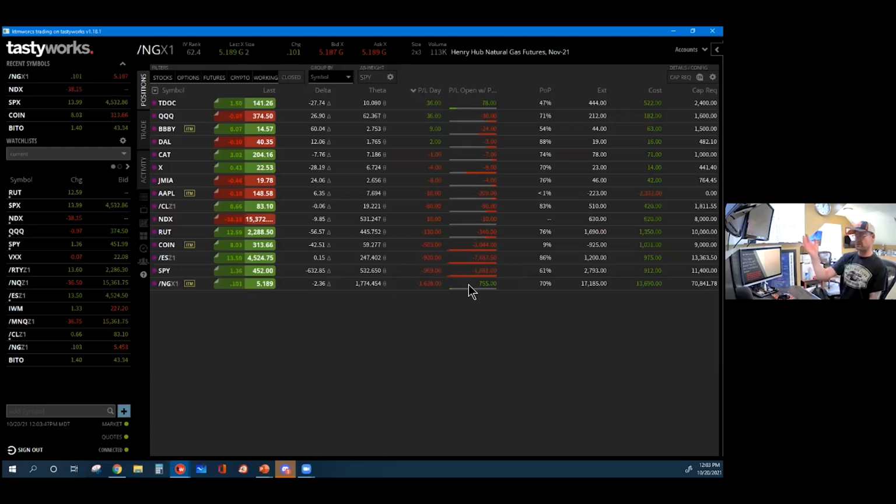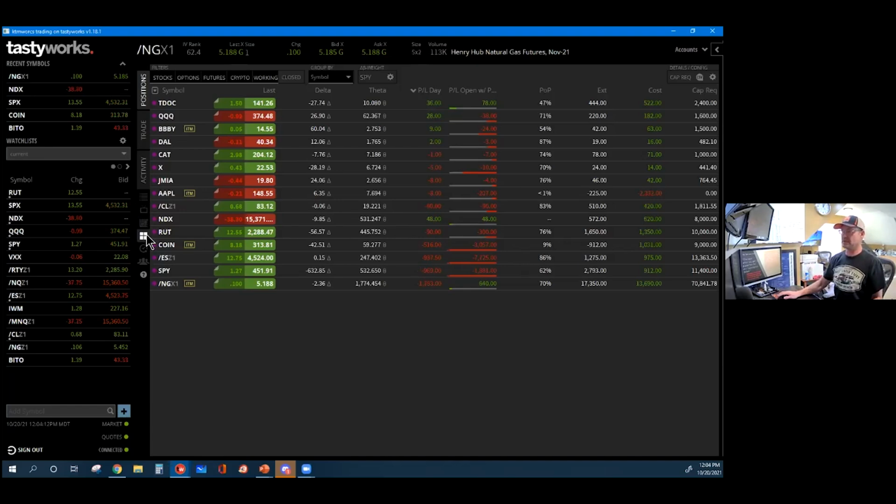It can bounce around, but if I can capture a good portion of that $17,000 of extrinsic value in the next week, 6 days, that would be sufficient. I wouldn't need any directional help in the trade, and then we can reset and see where we go from there.